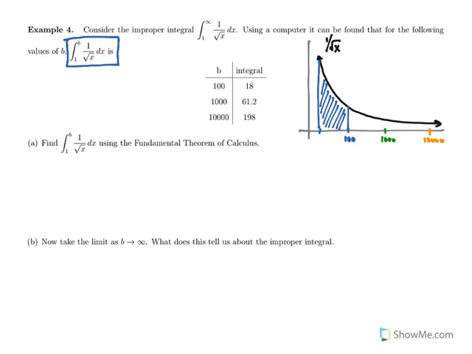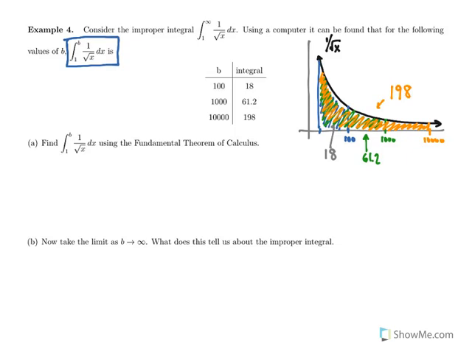We found that this area is 18. Then we did the area from 1 to 1,000, and that area is 61.2. And then we do the area from 1 to 10,000. You see that that area is 198. So we could just keep on going and finding bigger and bigger numbers to plug in for b there.